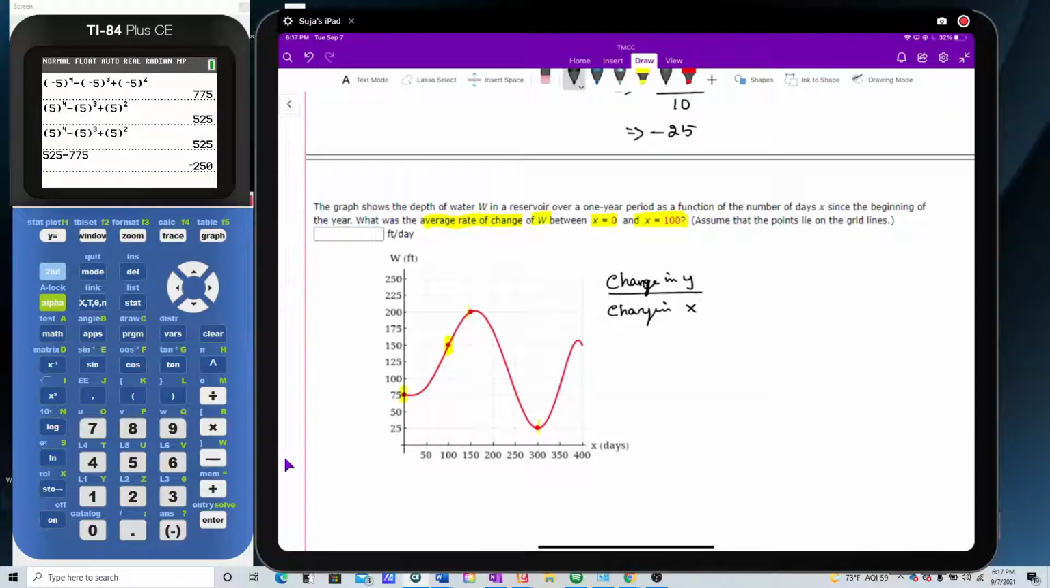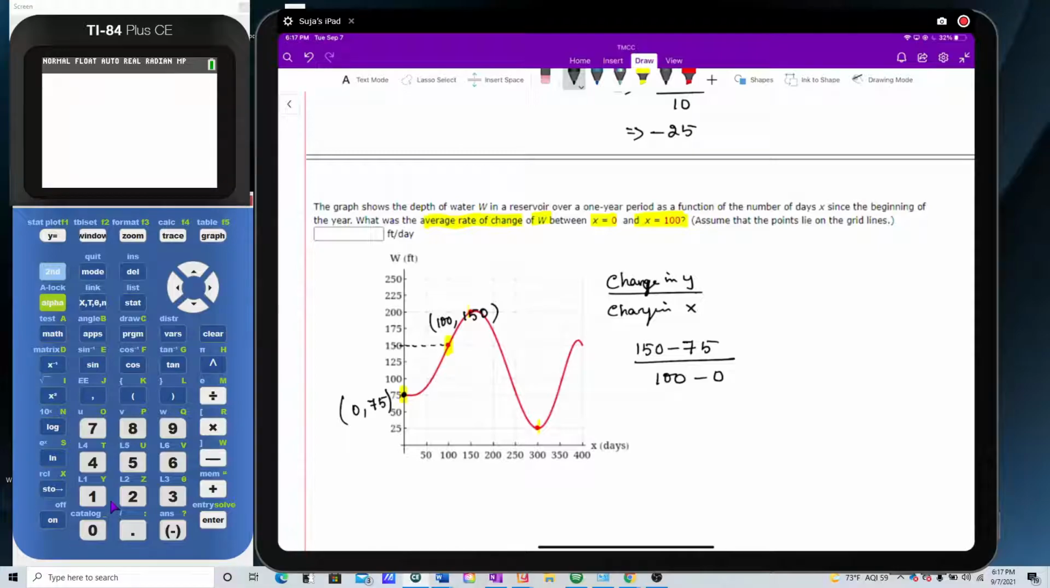Okay, so first in here, I'm going to find what the y value is. So at this point, my y coordinate is 150 and my x coordinate is 100. So this is my 100 comma 150 point, and this coordinate is going to be x is 0, y is 75. So change in y, I go 150 minus 75 over change in x, so it's 100 minus 0. So I can go find the value of it. 150 minus 75 gives me 75, divided by 100.